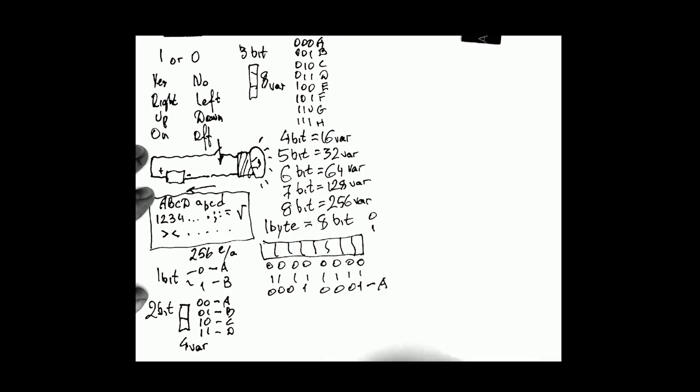This one to letter A. For example, this one to letter B. This one to letter C. And so on and so on. Totally 256 variations. Folks, to calculate number of variations if we have number of bit is easy.